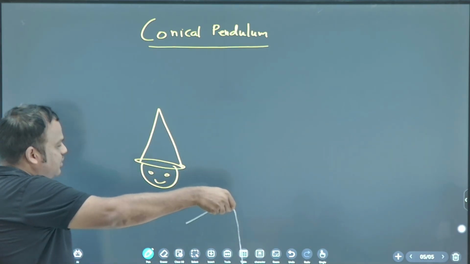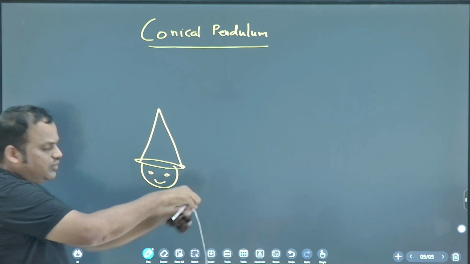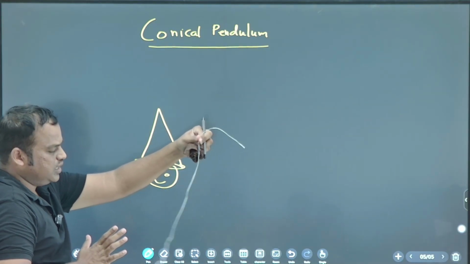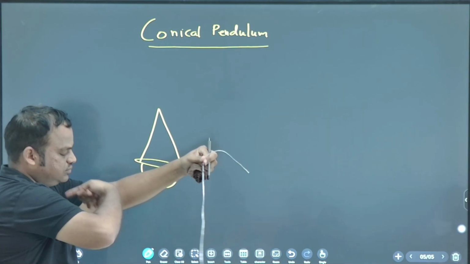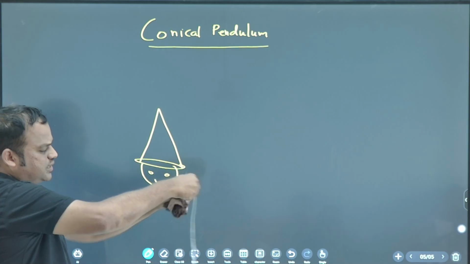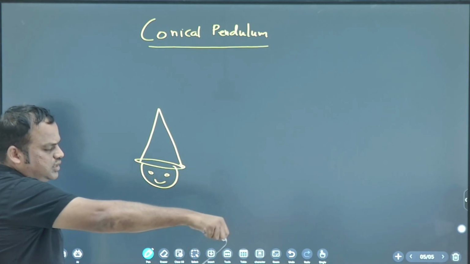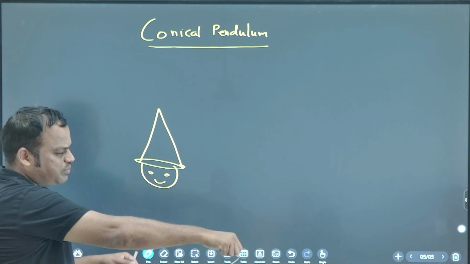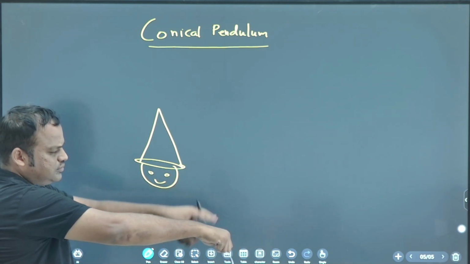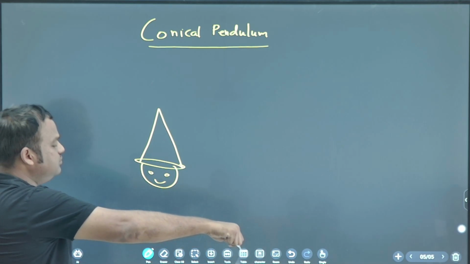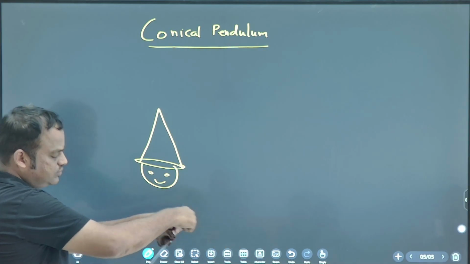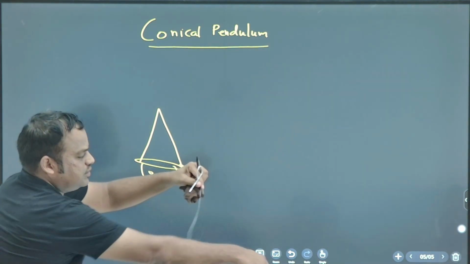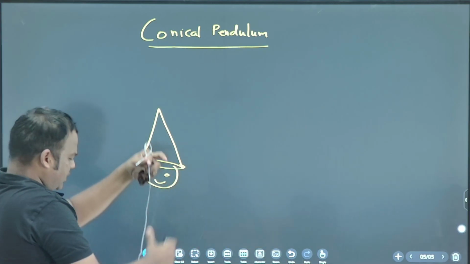Okay, now it is a conical pendulum. Simple pendulum, you know, a simple pendulum is like this. Now the conical pendulum is this. What type of shape is it making? Cone, correct? So this is known as a conical pendulum. So when it is here, like this, let's draw the free body diagram.